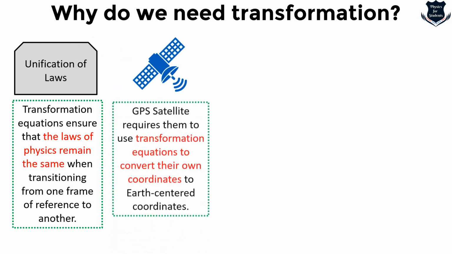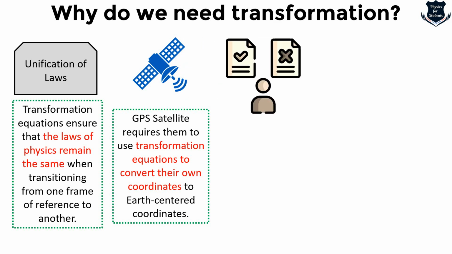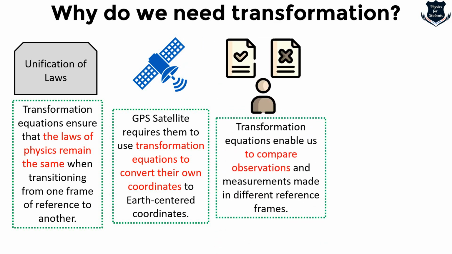Another important factor is GPS, because GPS satellites require the transformation equations to convert their own coordinates to Earth-like coordinates. We also need transformation equations to help compare observations, as we have just seen a few seconds back with the airplane and the truck. So we constantly need them in order to compare things.